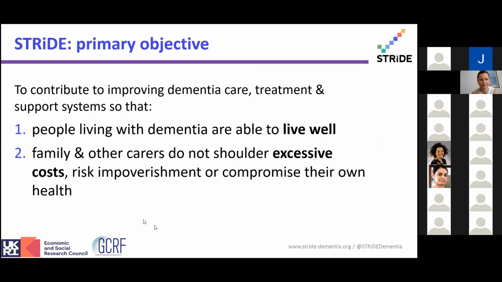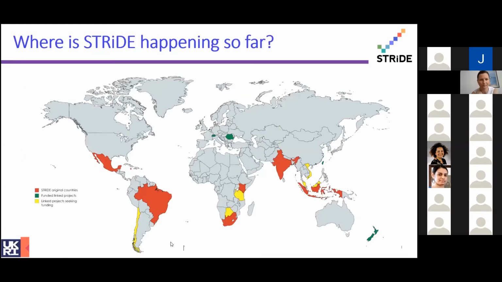Linked to that is our core aim to build and strengthen capacity in the countries we're working with to ensure that they are able to respond to dementia issues within this project and after as well. So STRIDE is happening in 7 countries. We cover Brazil, India, Mexico, Kenya, Jamaica, Indonesia, and South Africa.